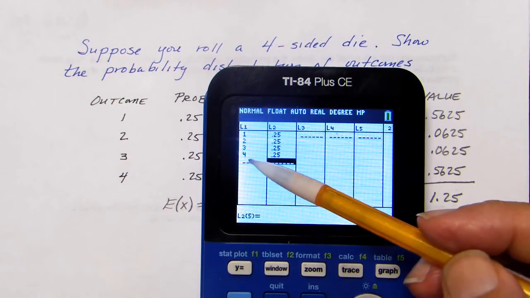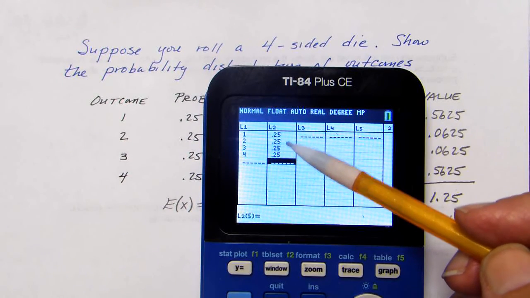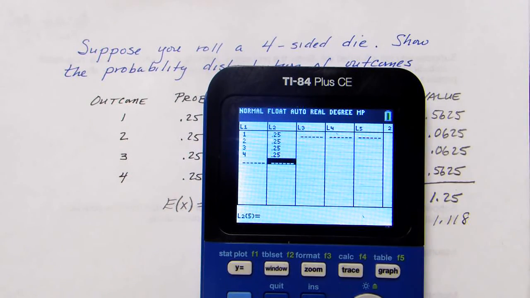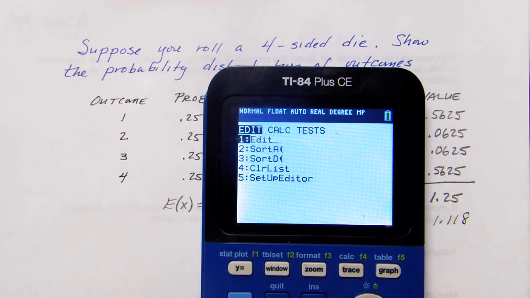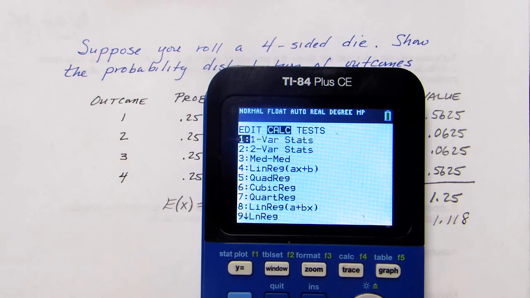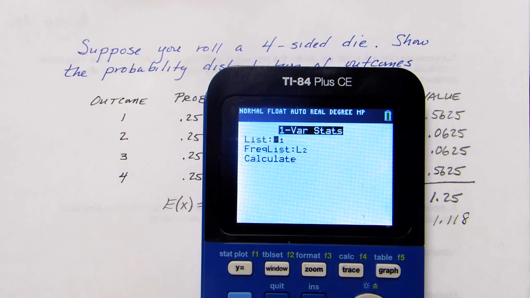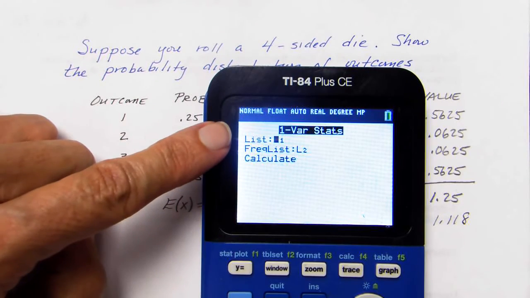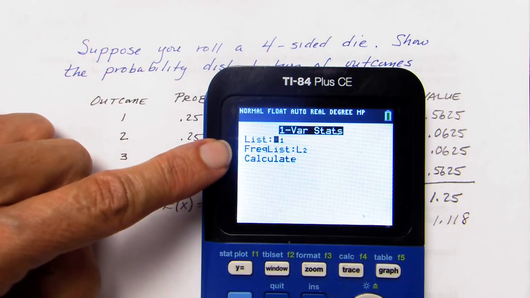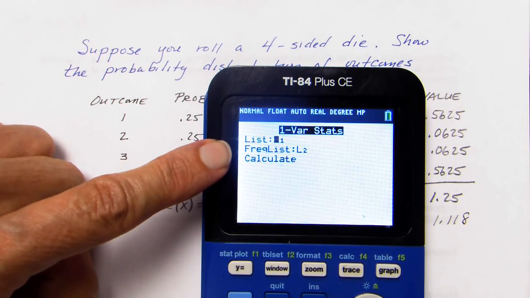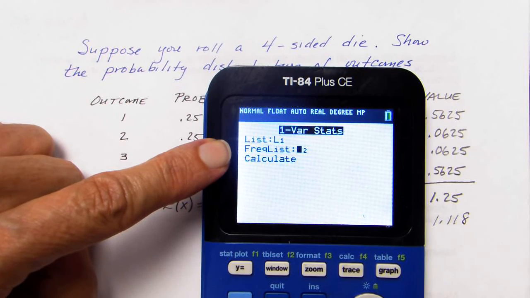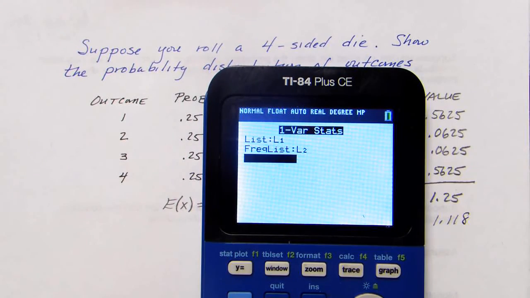Okay, so I've got my outcome list and my frequency, or in this case my probability list. So now I'm going to go to STAT, then Calc, and do 1-Var Stats. My outcome list is list 1, my frequency list, which happens to be my probability list, is list number 2, and then we're going to go down to Calculate.